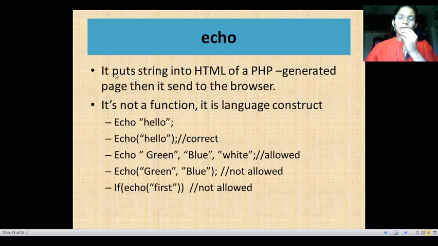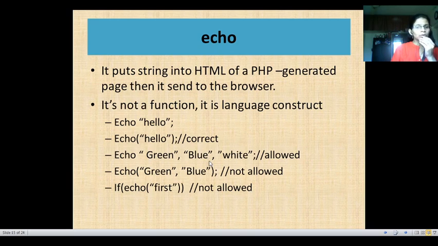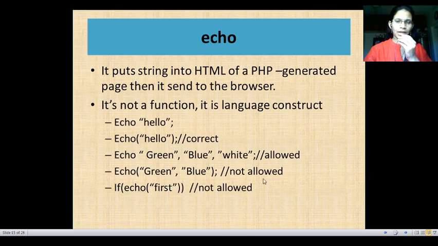You can display multiple values with the echo. You can print many values at once with the help of echo. Enclose these different values in double quotes. But suppose you want to display multiple values and you are using brackets, it's not allowed. You can't use echo as an expression. If echo is used in an expression, it is not allowed, because echo is not actually a function, but we are using it for the printing purpose.